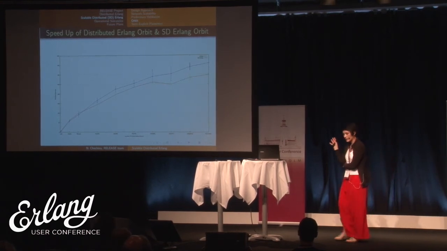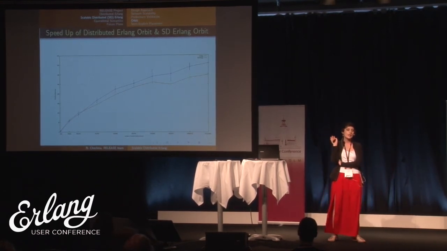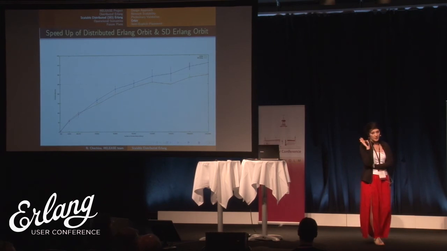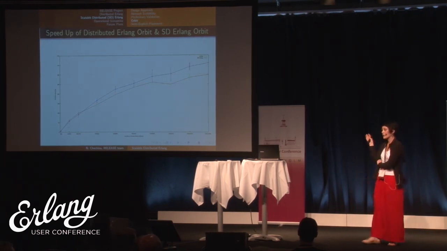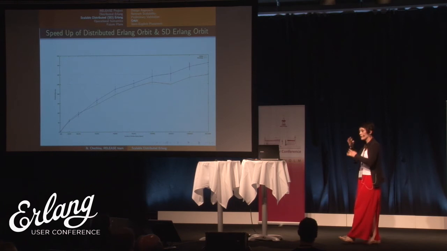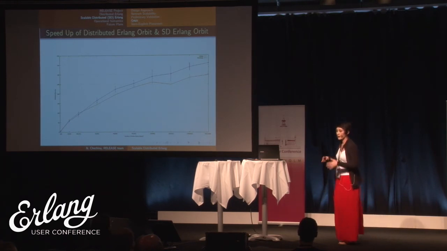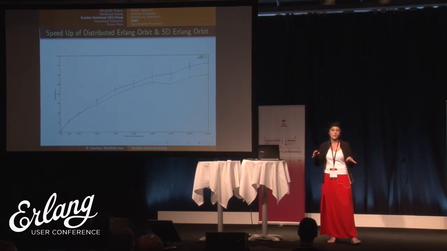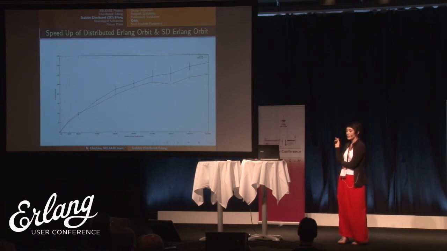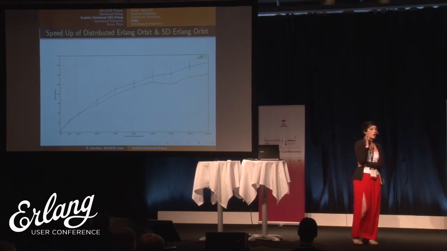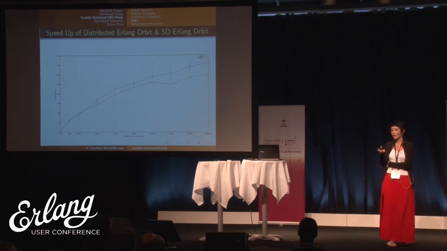Another thing to notice here is that we don't use the global namespace here. So in this particular benchmark, we don't use global names at all. It's fully distributed. So the improvement that we got here is just because of the reduced number of connections.